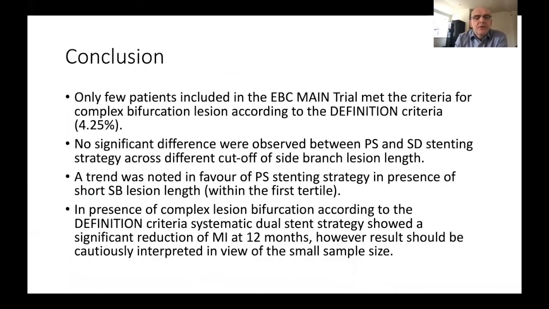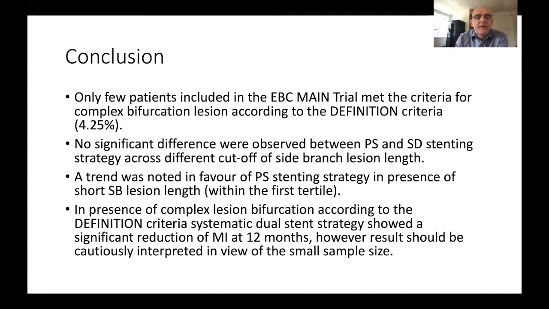So in conclusion, only a few patients, including the EBC Main trial, meet the criteria for a complex bifurcation lesion if you use the definition criteria, 4.25%. There were no significant differences observed between provisional stenting and systematic dual stenting across the different cutoffs of side branch lesion length, but a trend was noted in favor of provisional stenting in the presence of discrete short side branch lesion length, those within the first tertile.